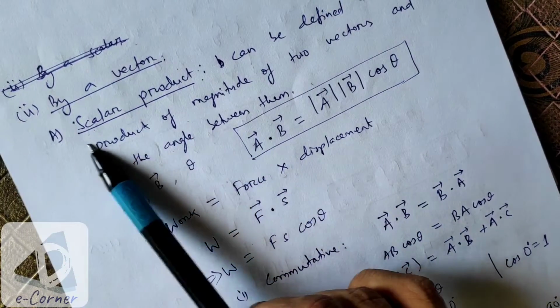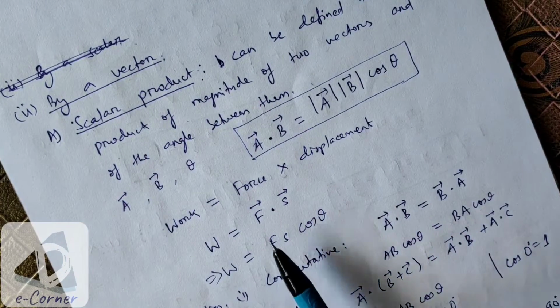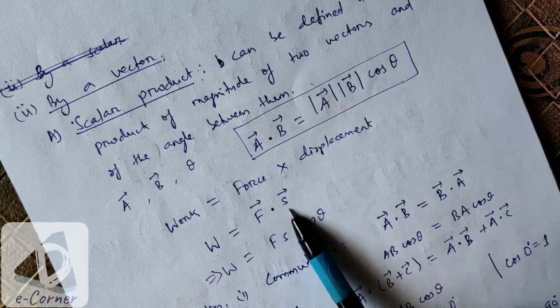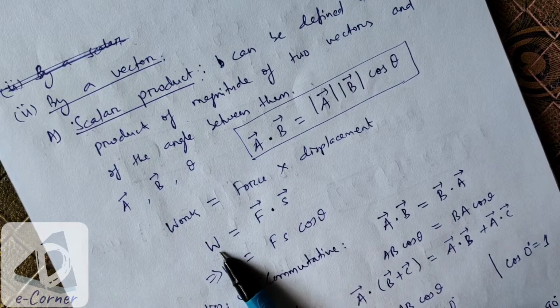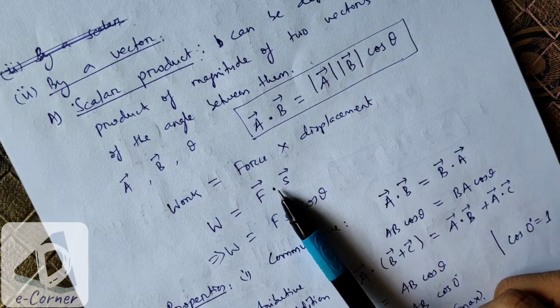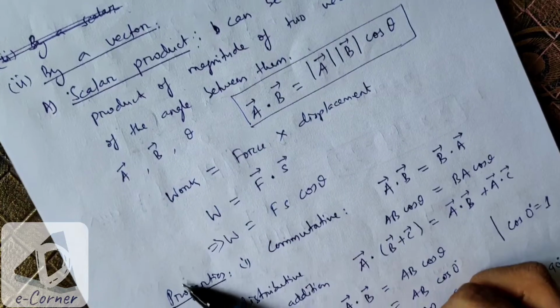Always the result of this scalar product between two vectors is a scalar. So here force and displacement are vector quantities, so the result will be a scalar quantity. So the dot product or scalar product of any two vector quantities is always a scalar one.